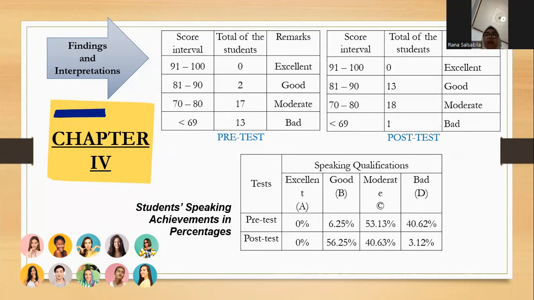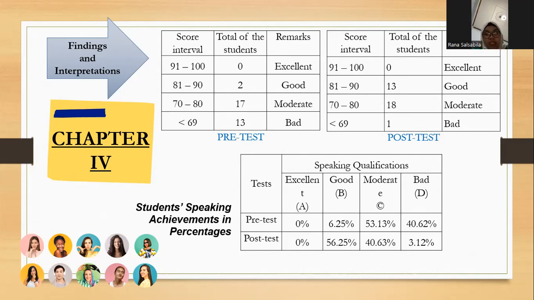Based on this data, for the pretest, these initial findings were used by me as basic information that in general, the students were still lacking in speaking proficiency. And in the post-test, it is clearly seen that the students made good improvement in their speaking skill. And also I share the student speaking achievement in percentage.